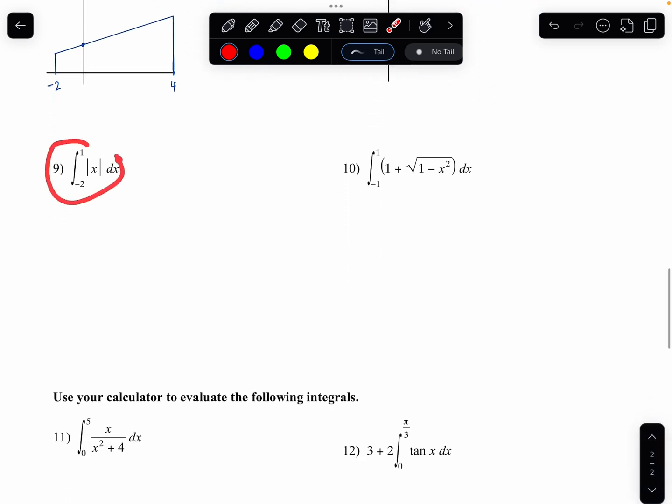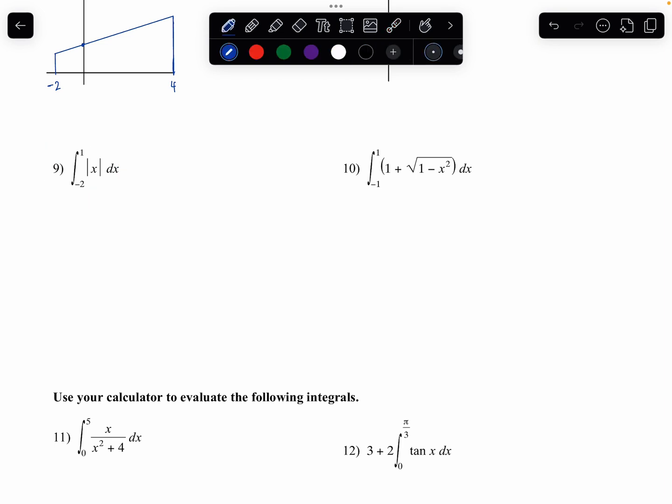For 9, so for this one right here, we have the absolute value function. So the absolute value function from, let's see, so absolute value functions, of course, are going to be V-shaped. And we want this from -2 to 1.